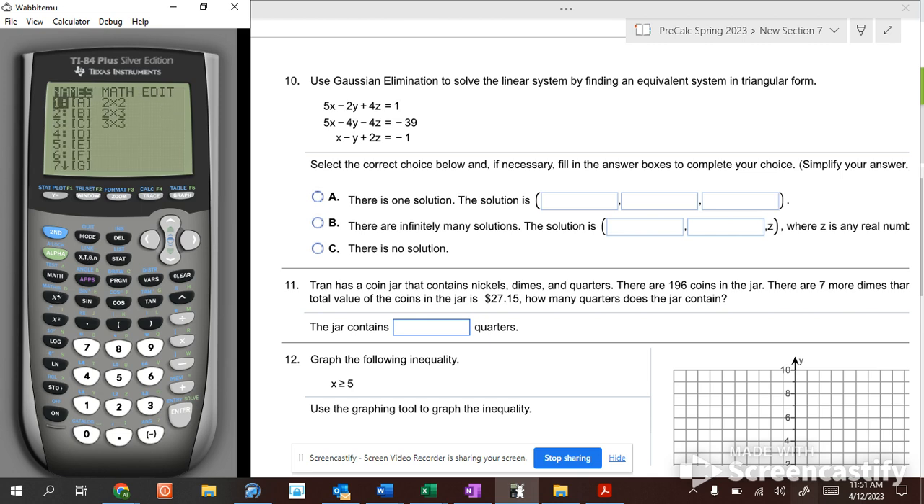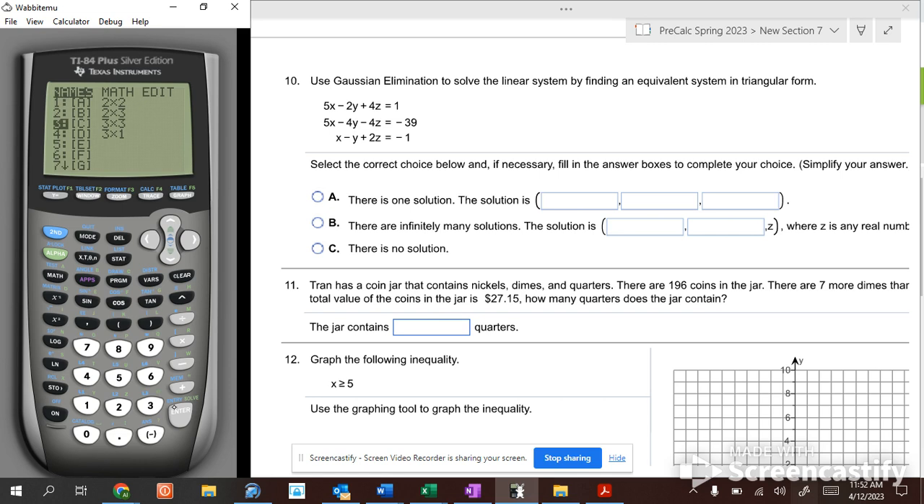So second matrix, and that was matrix C that I did. I'm going to do matrix D here. Oop, clear. Second matrix, edit, matrix D. And that's going to be 3 rows by 1 column. And it's going to be 1, negative 39, and negative 1. And I'm going to quit out of there and go second matrix.